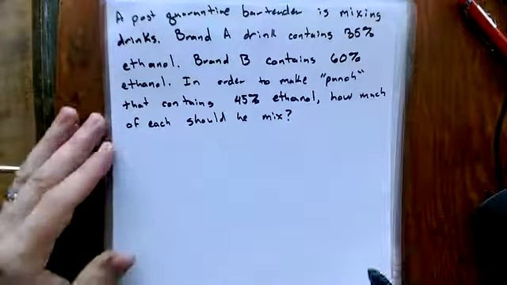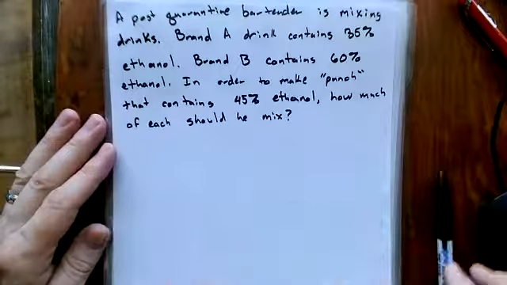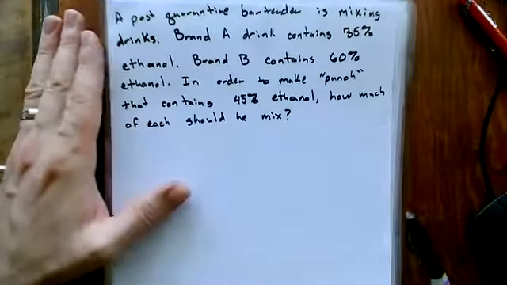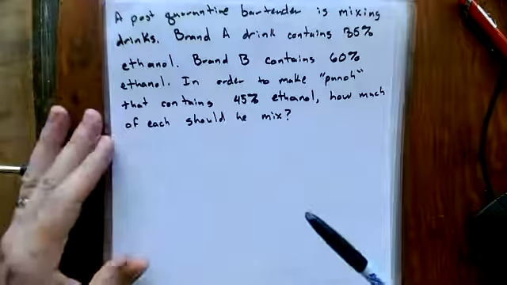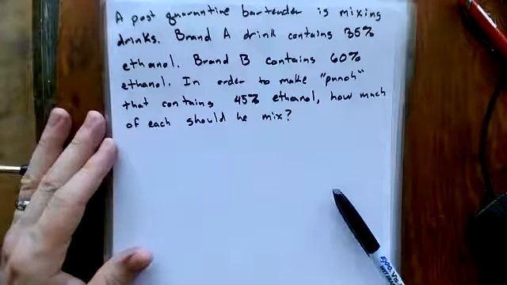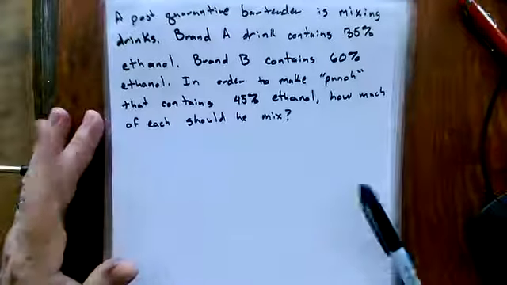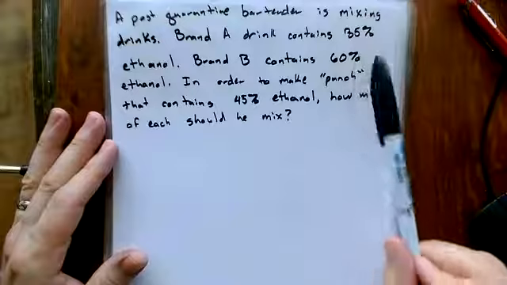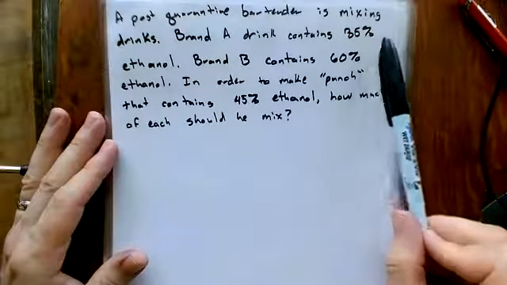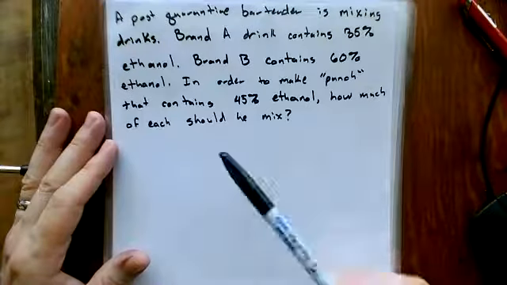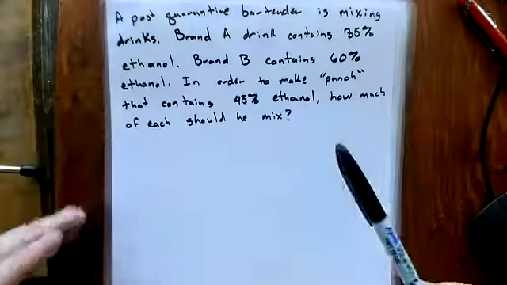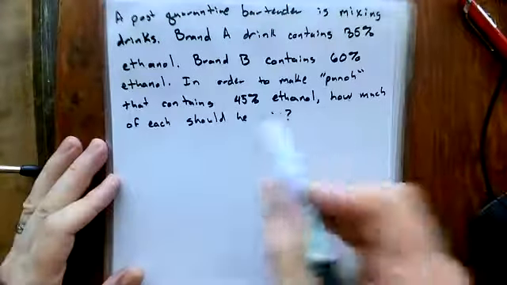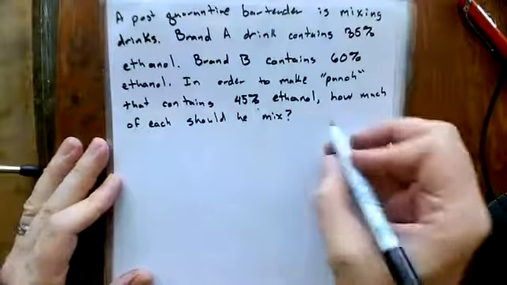So for our second particular example here, we've got a bartender. It's after quarantine, and he is definitely trying to liven up the party. Or who knows, maybe he's just trying to put everyone to sleep. Brand A drink contains 35% ethanol. Brand B, 60% ethanol. And he's making a punch bowl. He wants a mix that contains 45% ethanol.